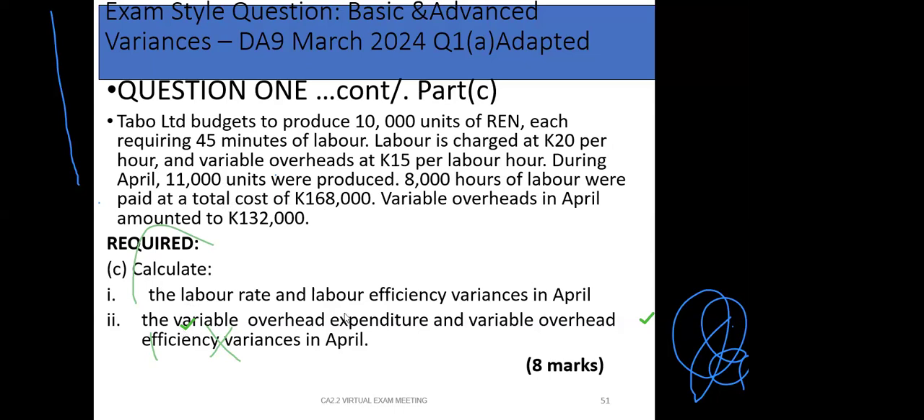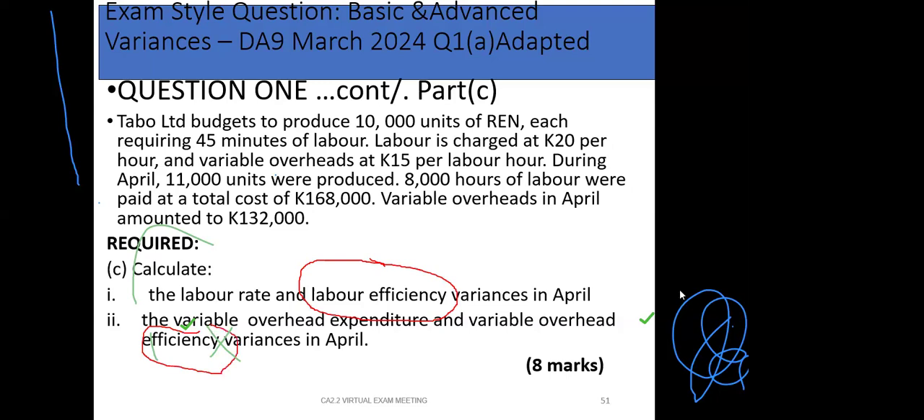Then C2, the variable overhead expenditure and variable overhead efficiency variances. Something to note here: when you calculate the labor efficiency variance in hours, it will be the same, including the sign, even for variable overhead efficiency. You don't have to recalculate. It will be the same.